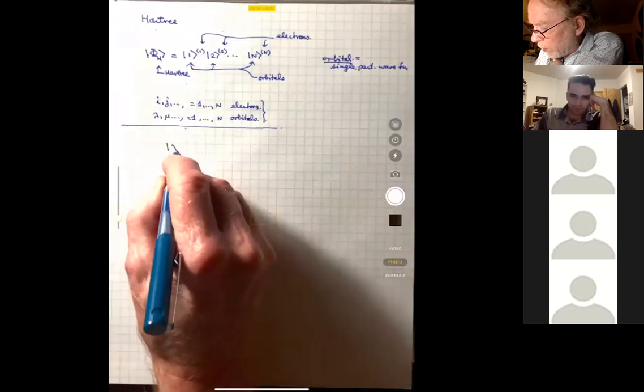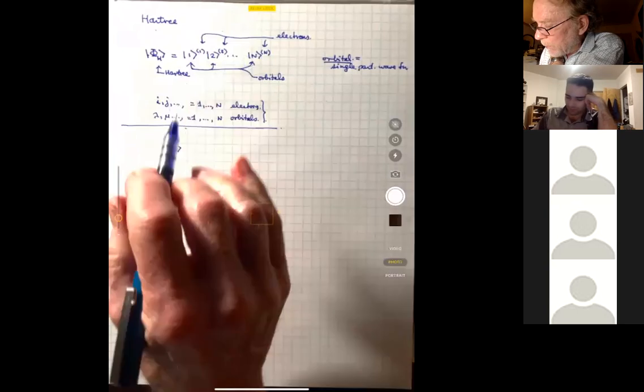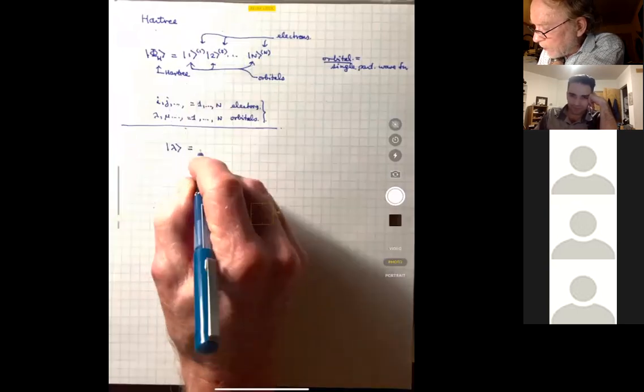Now, if I take one of these orbitals, let me call it lambda, it's one of the list up here, one of these orbitals. We will make an assumption about what it looks like.